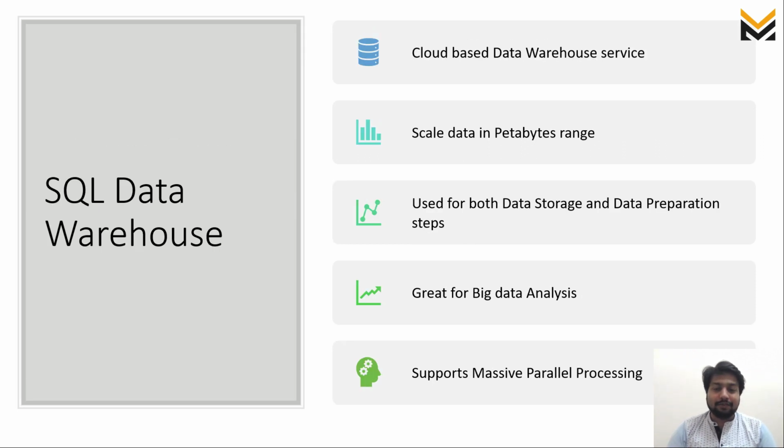And last but not least is SQL Data Warehouse. As the name suggests, Azure SQL Data Warehouse is a cloud-based data warehouse service. Best part about it is you can scale data up to petabytes, not just GBs or TBs, up to petabytes, which is a very large number, I would say. And I don't think most people will go up to that amount of data. Still, it is a good thing to know that Azure is providing such a great service to us, and it can be used for both data preparation as well as data storage.